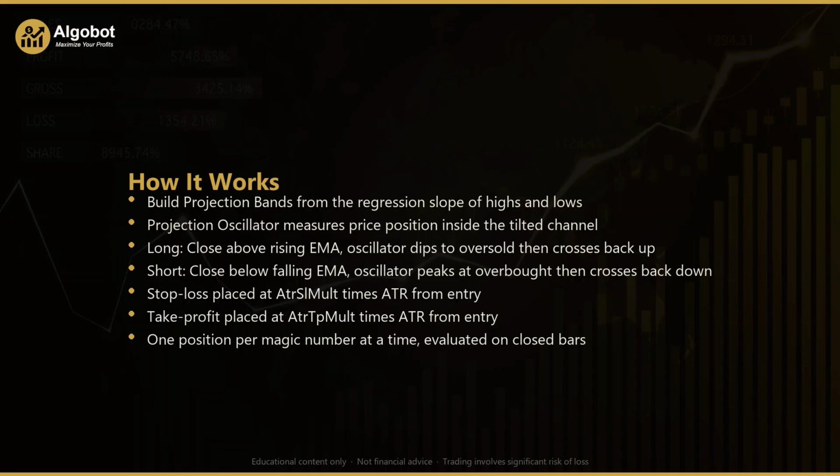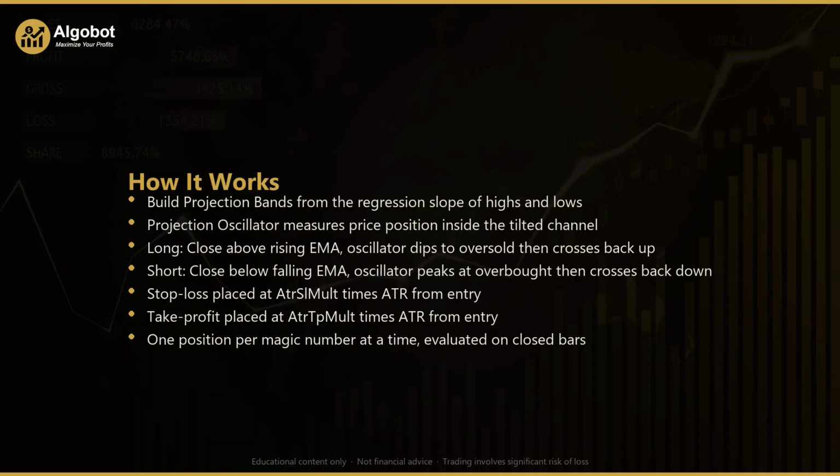Next comes the trend filter. The strategy calculates an exponential moving average over the trend period, which defaults to 40 bars. For a long setup, it wants the closing price to be above that moving average, and it wants the moving average itself to be rising. That confirms the medium-term trend is genuinely pointing upward.